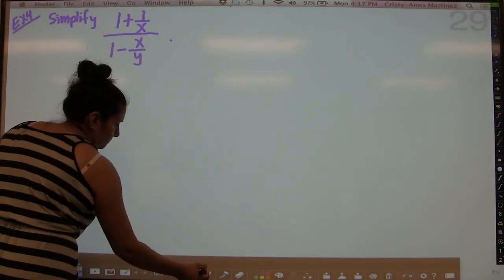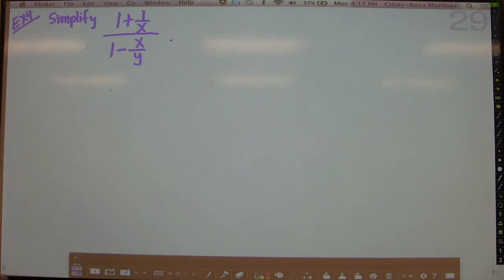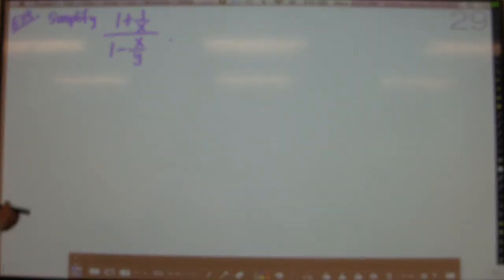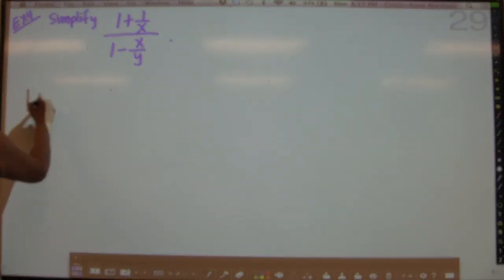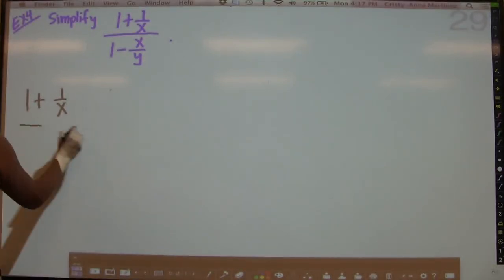Okay, so I want to go... Yes, that's what I wanted to do. I'm sorry for erasing that. I want this little guy.